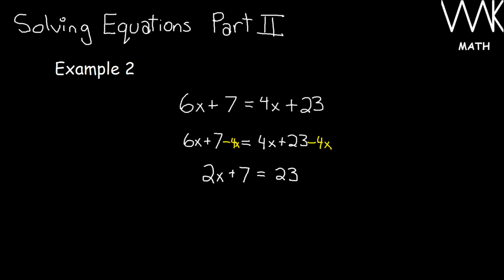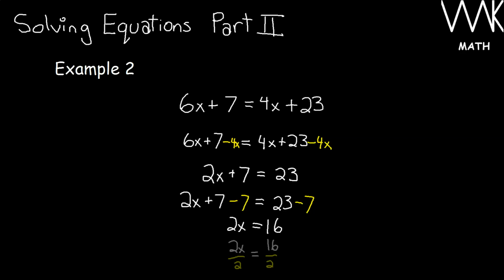The next move is to move all the numbers to the right side. To do that, we need to get rid of the number term on the left side of the equation. Since this term is a 7, we need to subtract 7 on both sides of the equation. The result is that we have 2x on the left side and 16 on the right side. From here, we divide both sides by 2, and the final result is x equals 8.